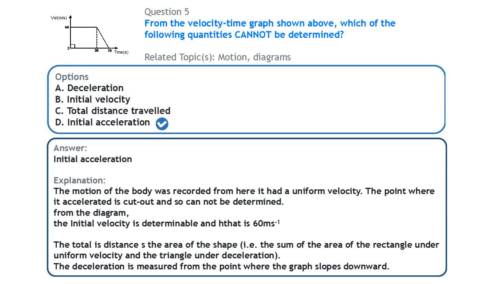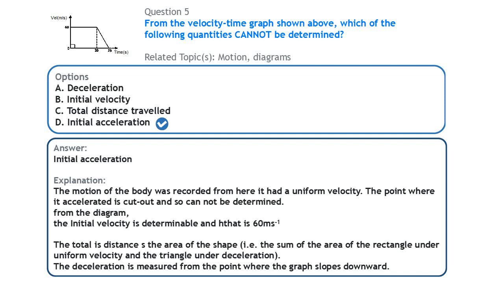We can determine the deceleration using this part. We just take the slope of this part, which is the change in velocity divided by the change in time. We can also determine the initial velocity, the velocity with which that body is moving in the beginning, and that is 60 meters per second. You can also determine the total distance traveled by taking the area of this shape. Is this a square? No, because this is 20 and this is 60. So find the area of this rectangle plus the area of this triangle. That will give us the total distance traveled.